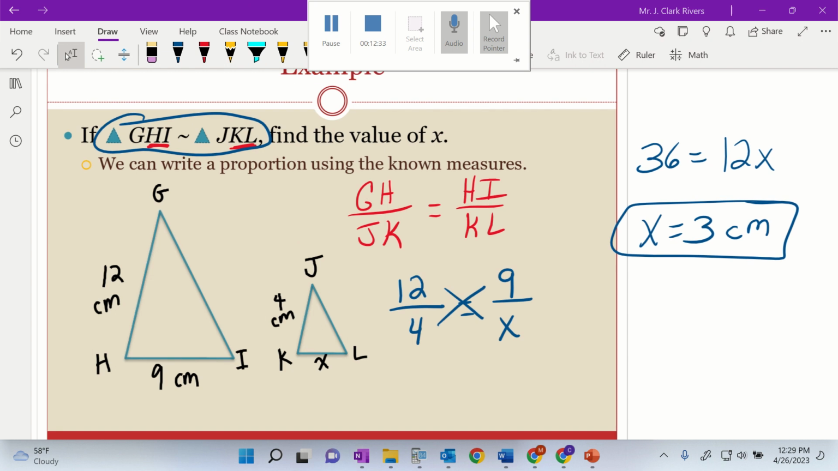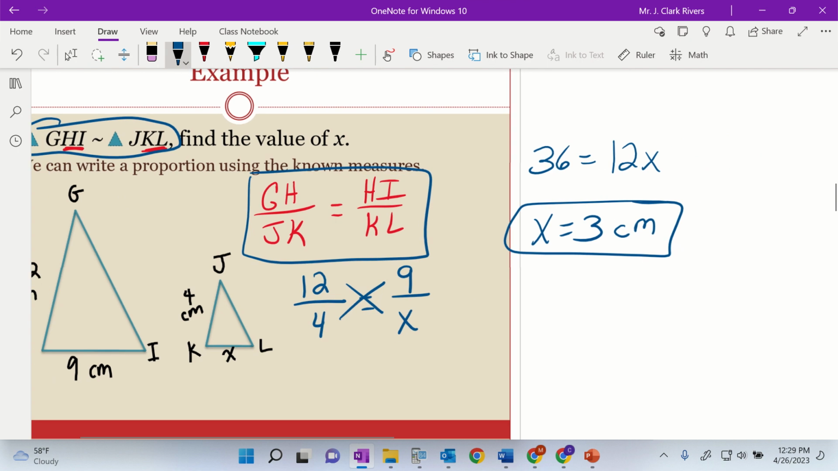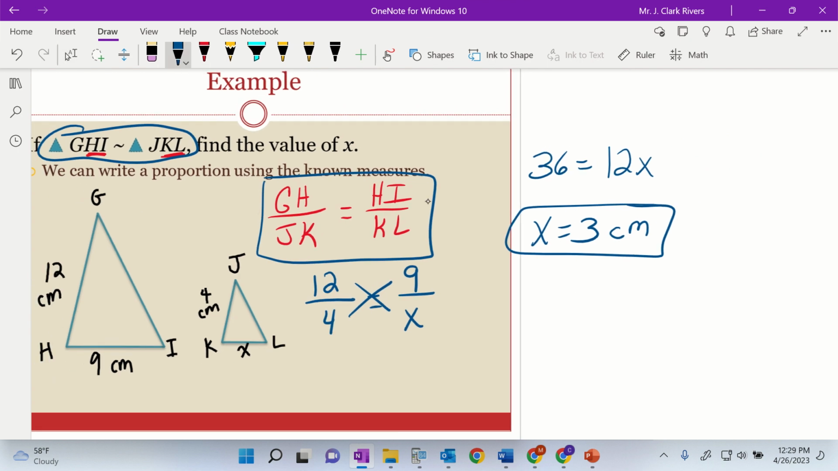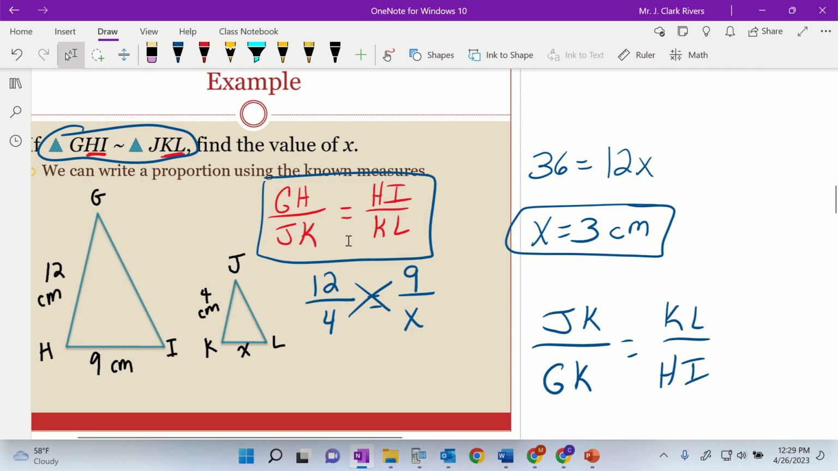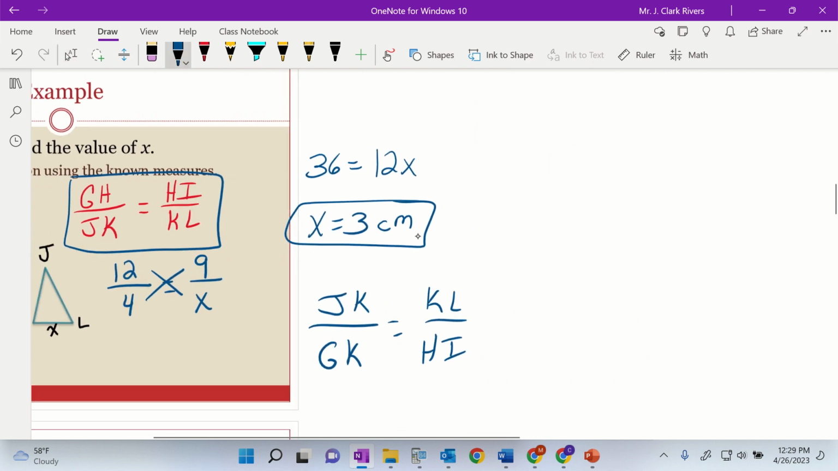We had a great question in class by Callie. She asked if the order within the proportion matters. And the answer is kind of yes and kind of no. This is just one of the many acceptable proportions we can set up. Another one would have been JK over GH, which is equal to KL over HI. And again, you could use this similarity ratio to help guide you with that, but it's just the exact same proportion flipped.